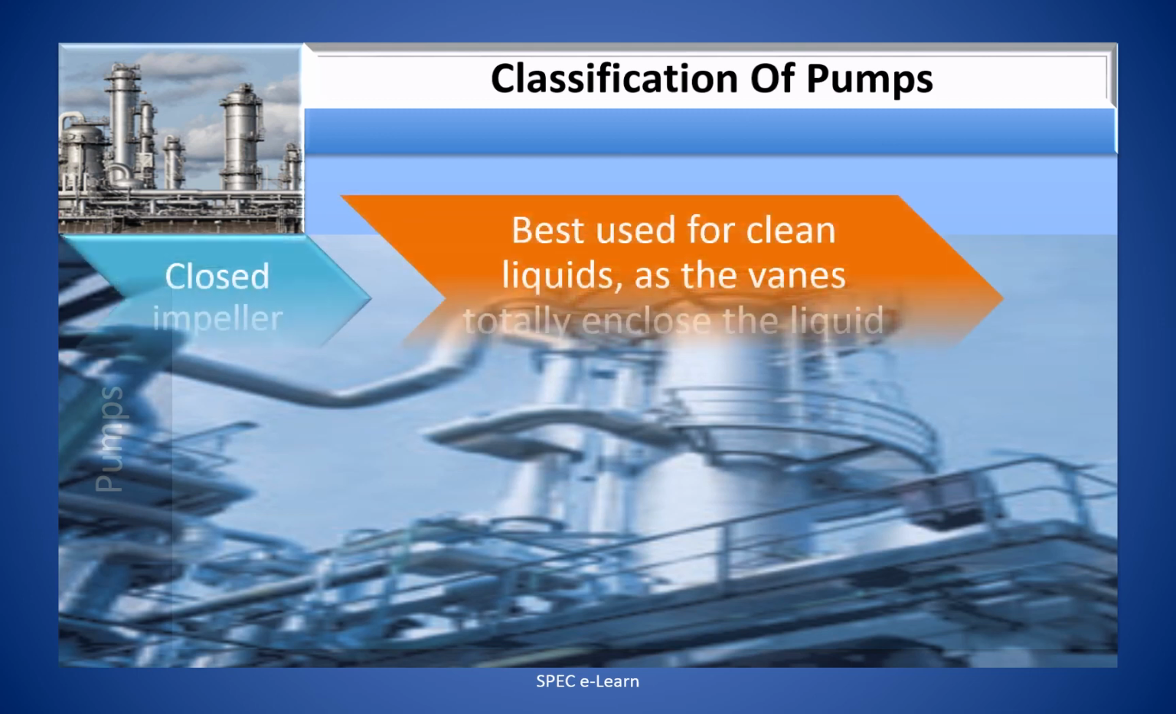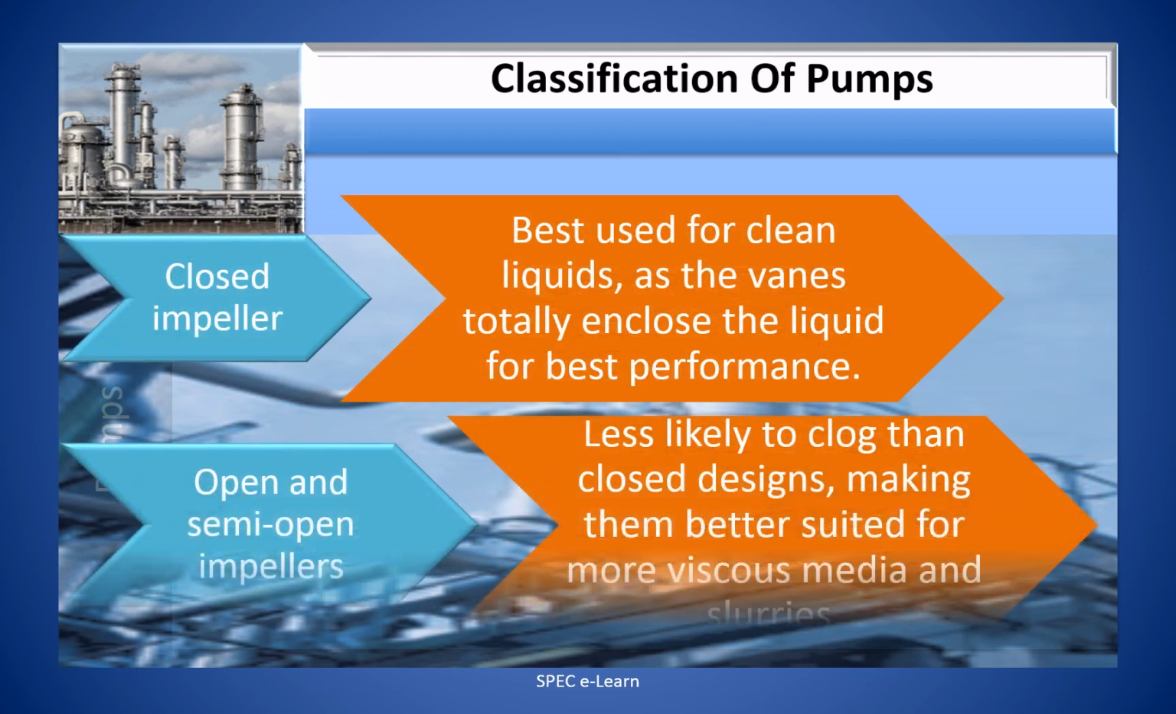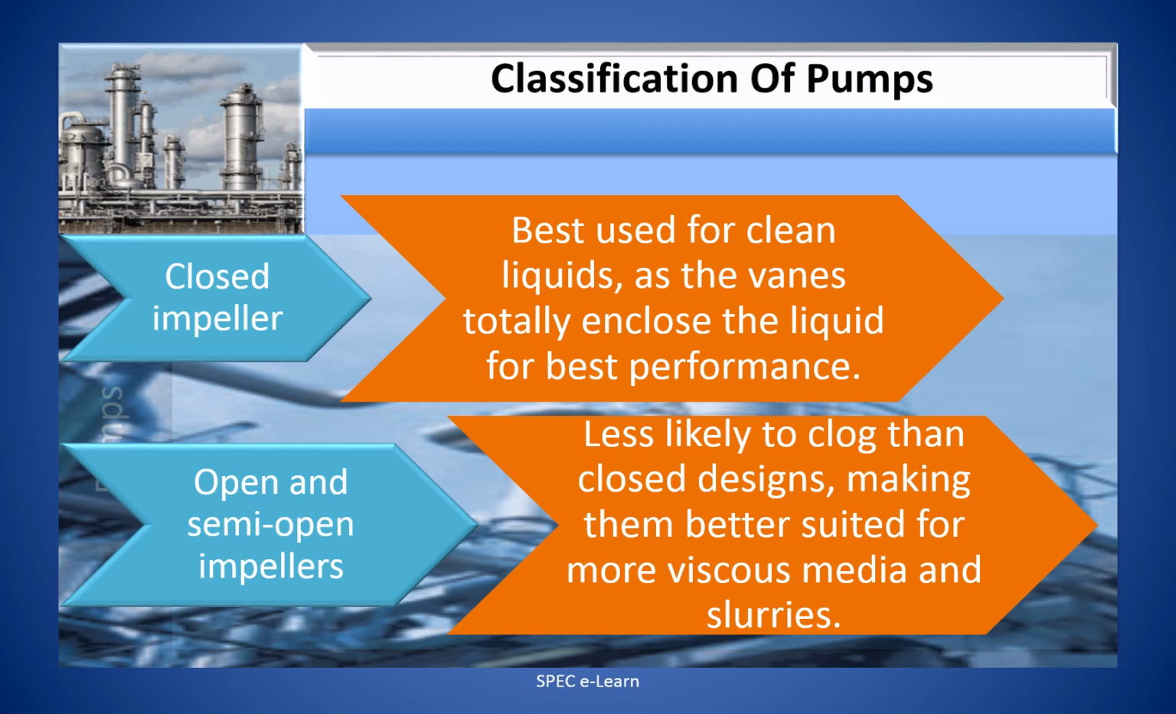Closed impellers are best used for clean liquids, as the vanes totally enclose the liquid for best performance. Open and semi-open impellers are less likely to clog than the closed designs, making them better suited for more viscous media and slurries, that is, liquids containing solids.